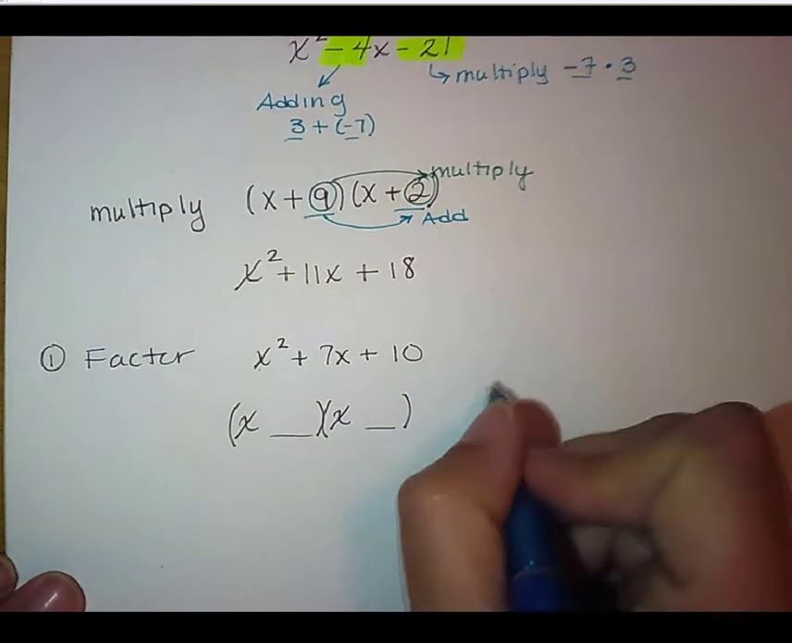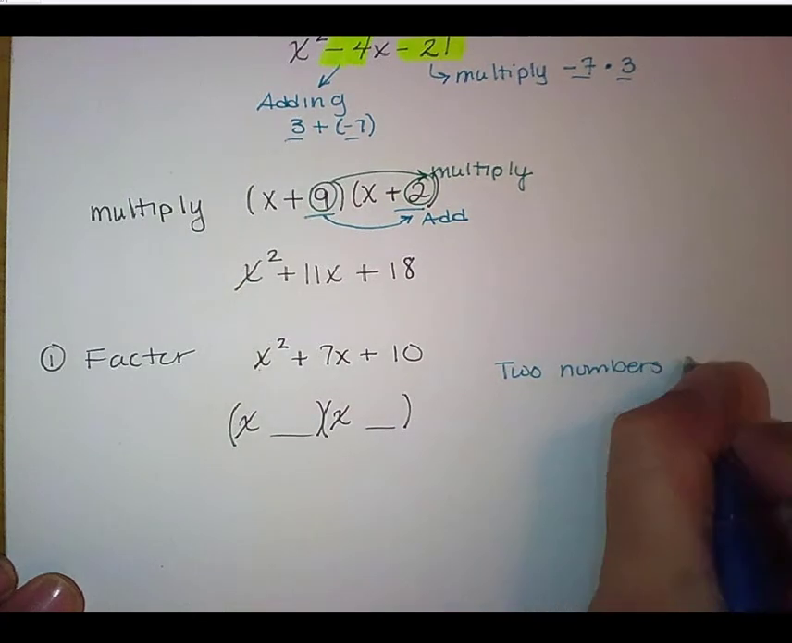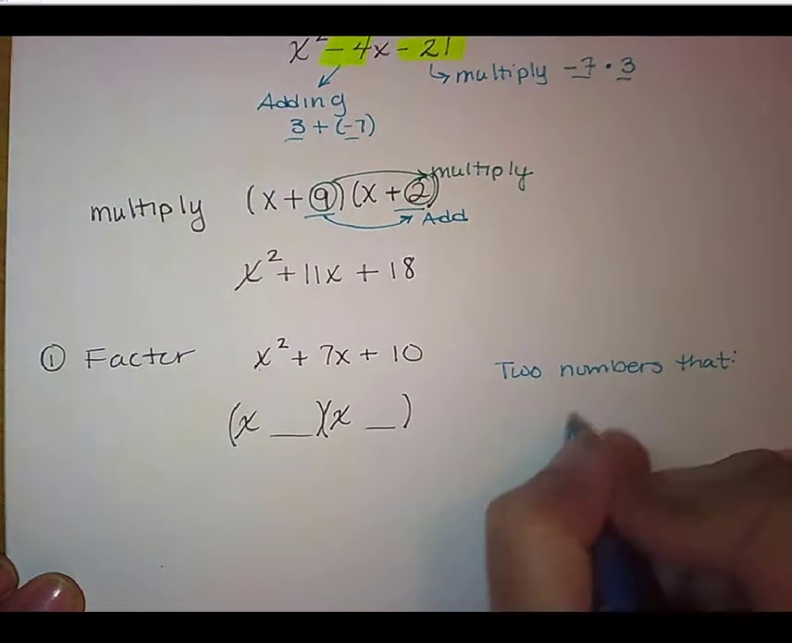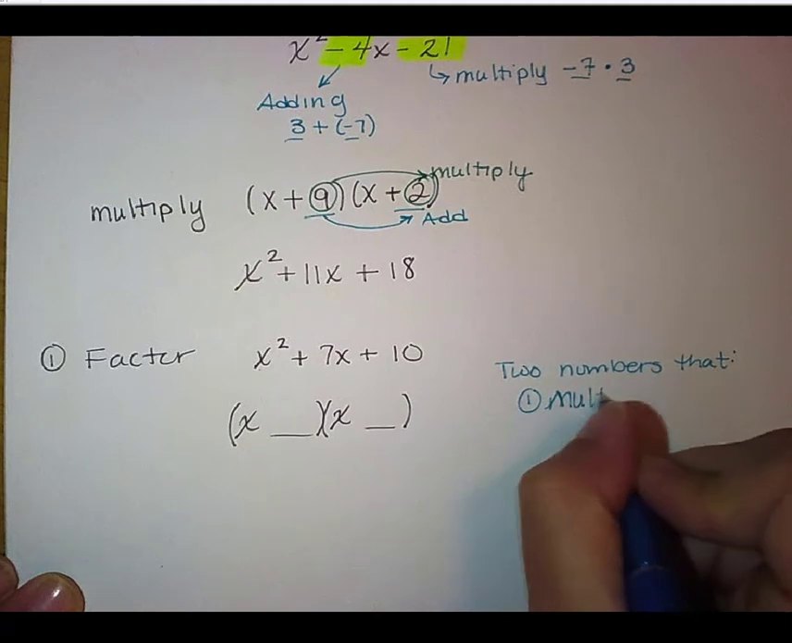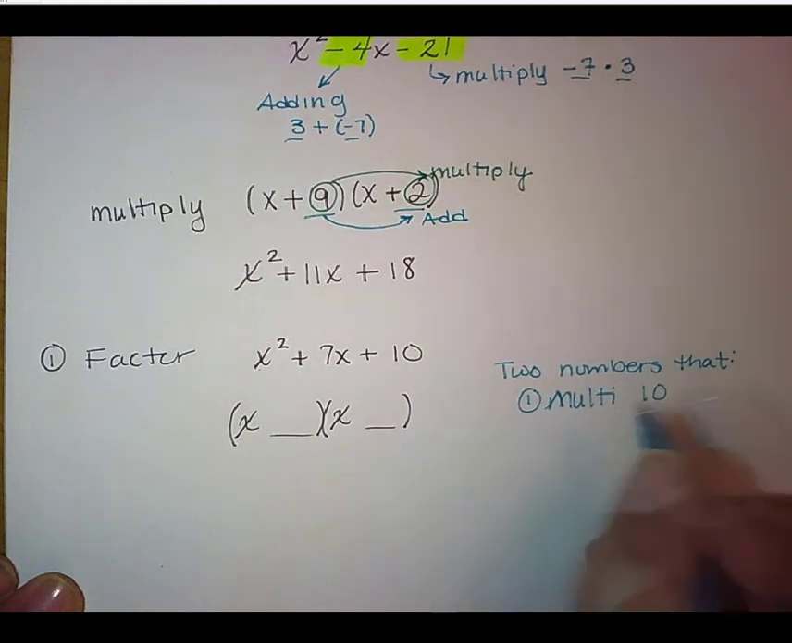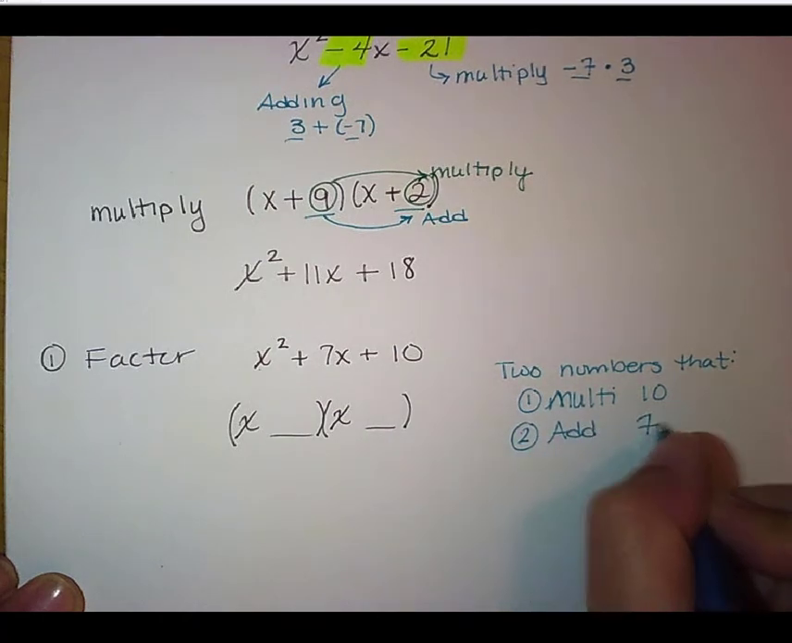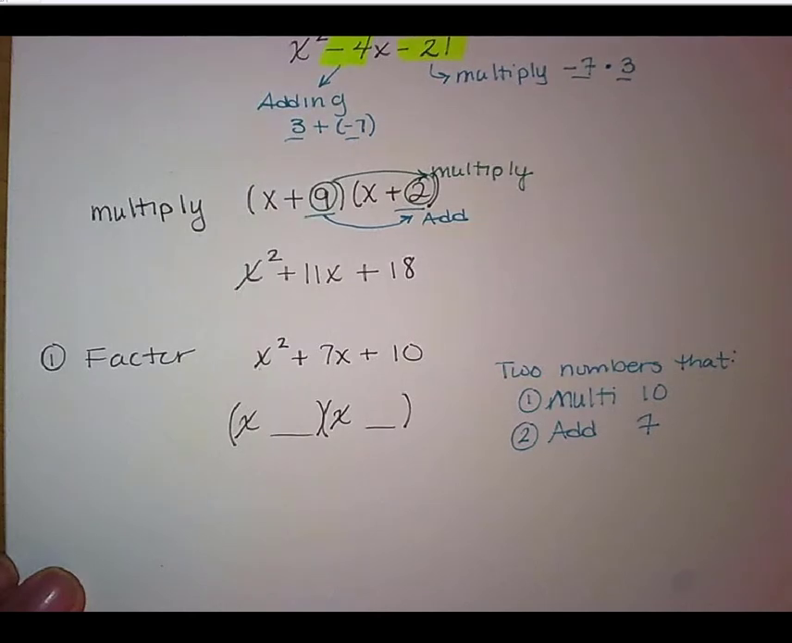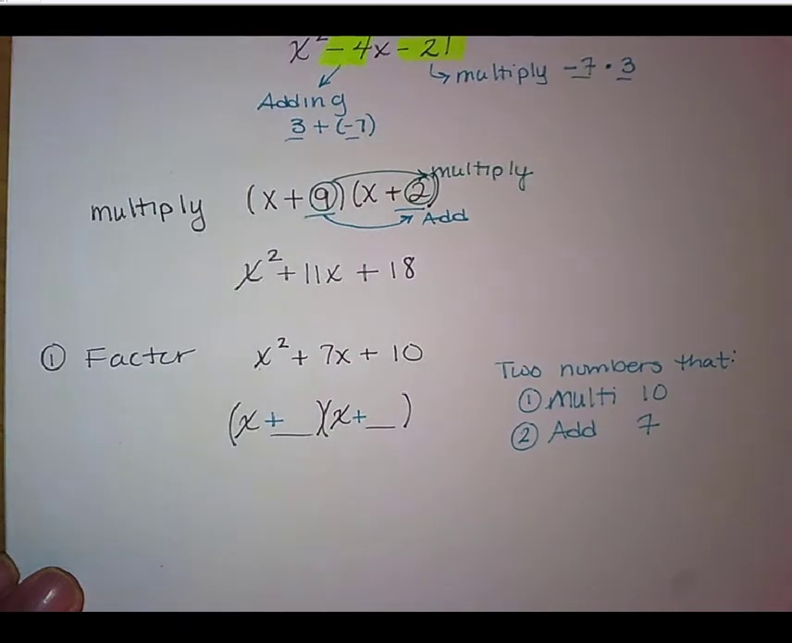So I need two numbers that one, multiply to 10, and two, add to a positive 7. Now, because everything is positive, I'm multiplying to a positive 10, I'm adding to a positive 7, I know my numbers are going to both be positive. So if I want to, I could go ahead and put a plus and a plus in here because everything's already positive.